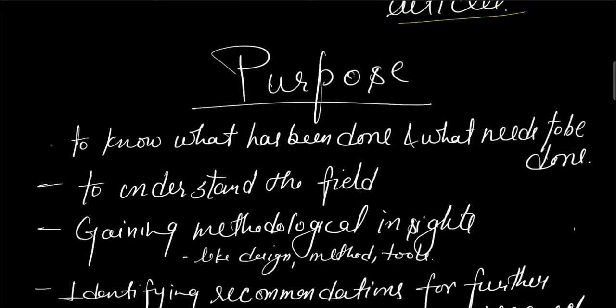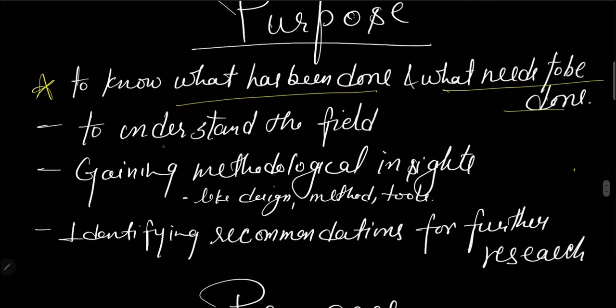The first and the most important thing, to know what has been done and what needs to be done. And to understand the field, like what it has, the effect, what are the variables, different things we get to know about it. And also gaining methodological insights, like how we do the analysis, how the design is taken, from the previous ones, what methods are used, what tools, what questionnaires they have used for the data, for the analysis, and all the things we can get. Just a glimpse, insights we can get.